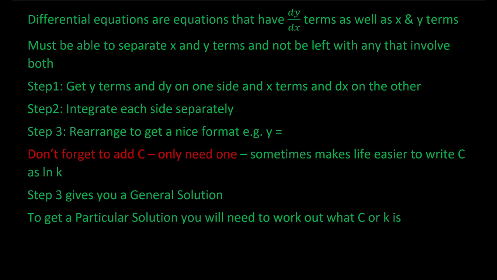Then you'll integrate each side separately, and then you'll rearrange it to get it in a nice format, for example y equals. Now don't forget, you still need to add c, the constant of integration, but you only need one. And sometimes you'll see that it will make life easier to actually write that constant as ln k instead. Doing steps 1 to 3 will give you a general solution. If you want a particular solution, then you need to work out what that constant of integration, or the k if you go for the ln k version, is.